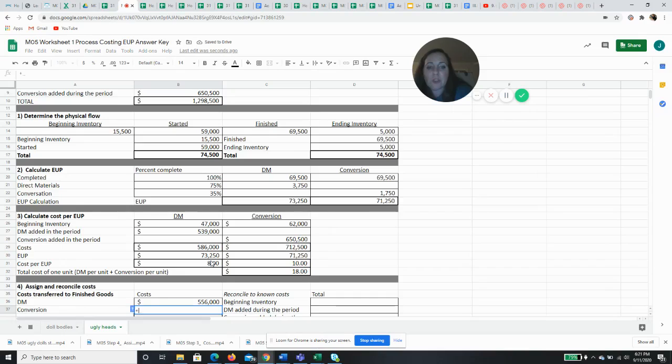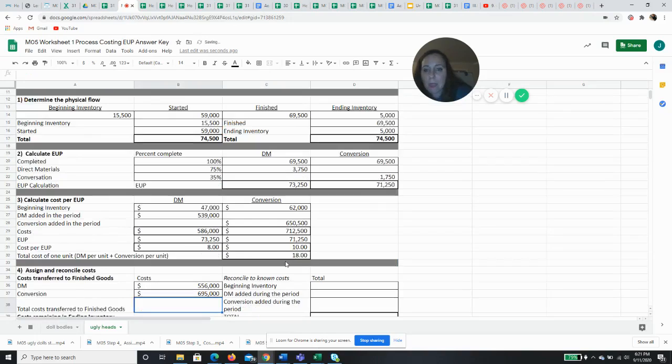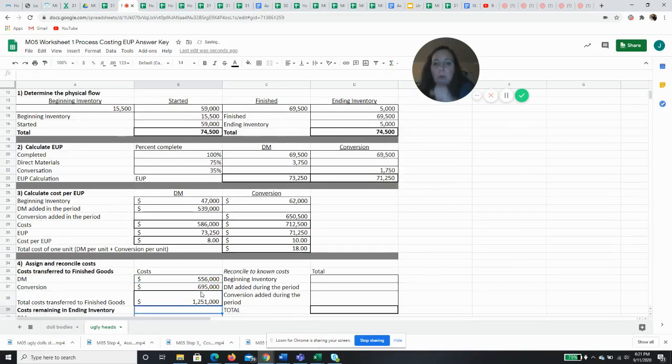We'll do the same thing for conversion. We're going to multiply our finished number of units from step 1 by our cost per unit in step 3. And we get a total finished good cost of conversion of 695,000. So if I add those up, we have total cost of $1,251,000 that we transfer out of ugly heads and into either finished goods or the next department. Right, so that is the total amount of cost that we're transferring out. If we were doing a journal entry, we would debit finished goods and credit WIP.